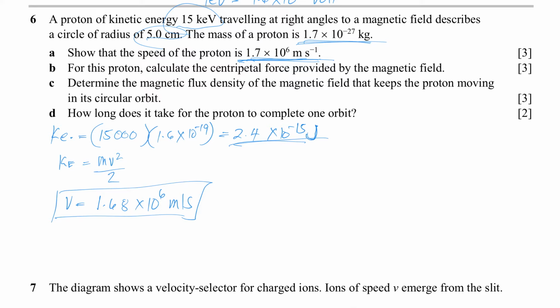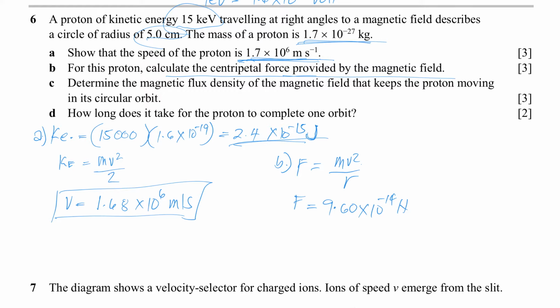Next, let's go to B. This is, by the way, A. Let me put my answer here for B. For this proton, calculate the centripetal force. We know F is equal to mv squared all over r. The mass is there, the velocity is there, the radius is there. Without me writing all the numbers, the centripetal force is around 960 times 10 to the negative 14 Newton. That's the answer for letter B.